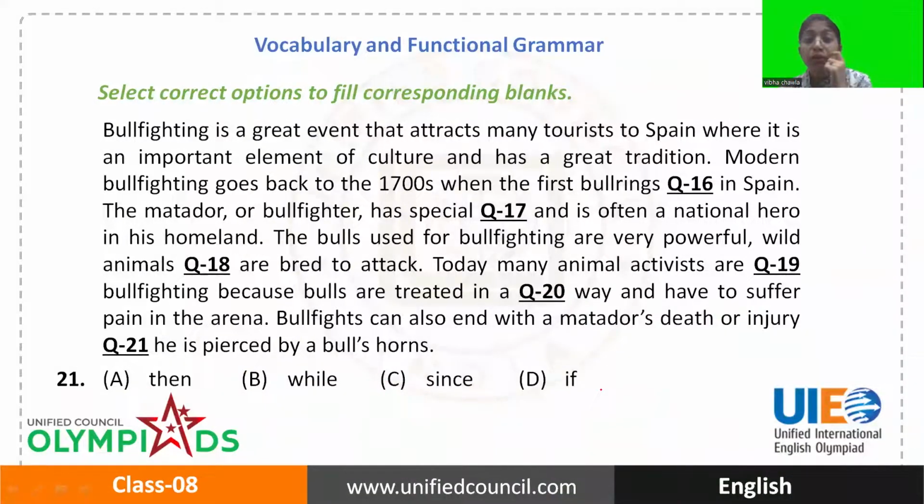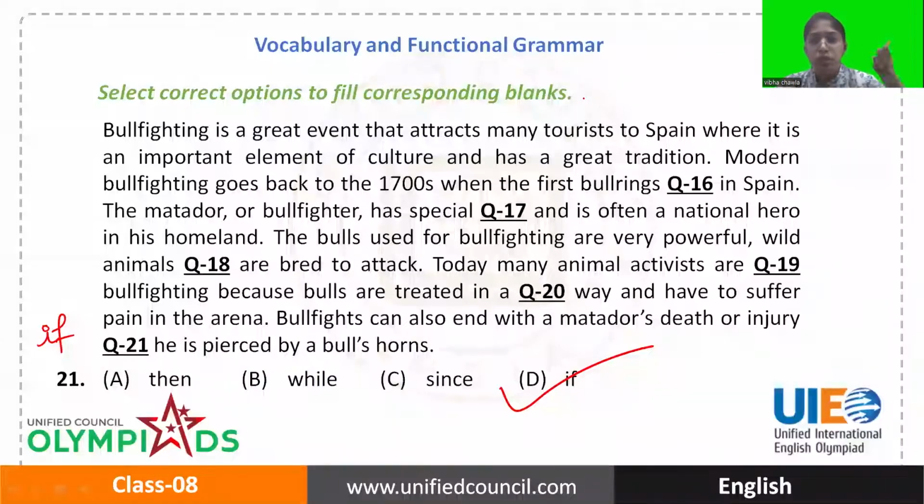Bullfights can also end with a matador's death. You see, even a matador can die in this bullfight. It can lead to the matador's death or maybe injury, if he is pierced by a bull's horns. Okay. So that is the condition for the same, if he is pierced by a bull's horns.